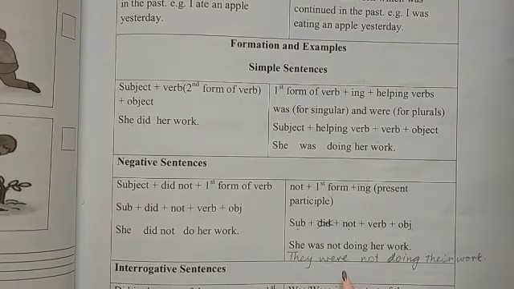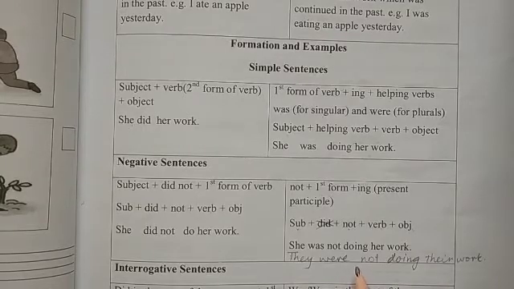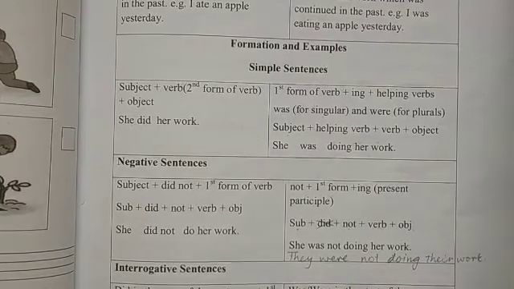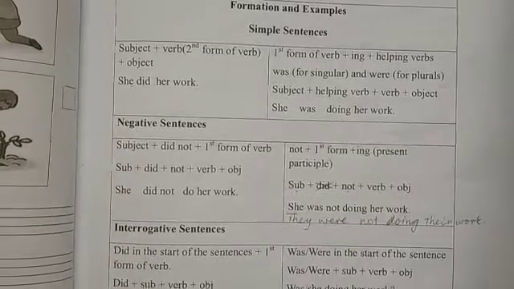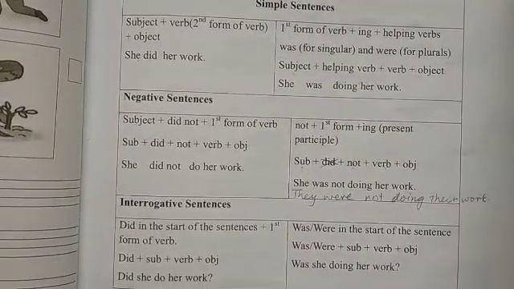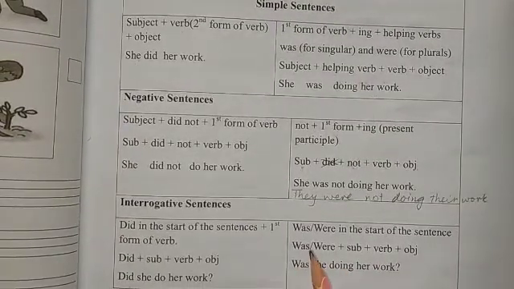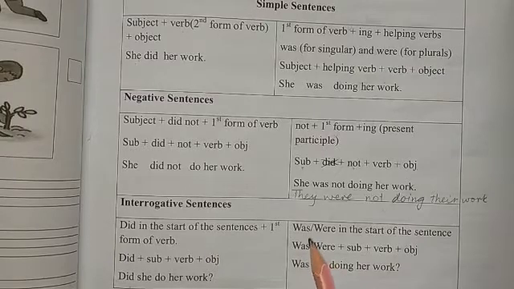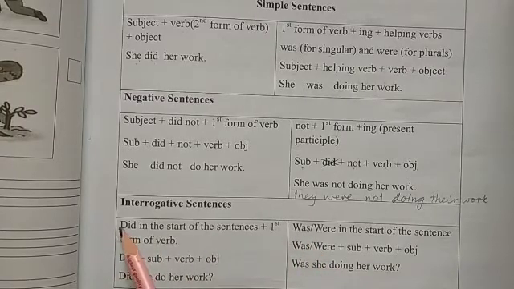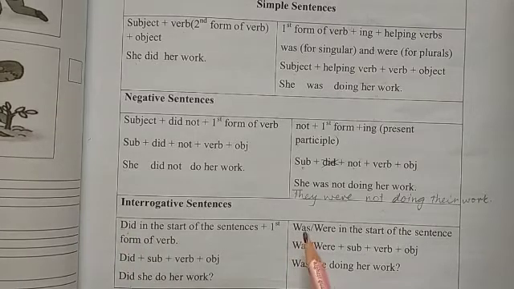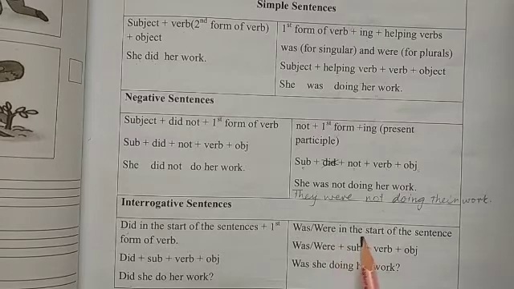We use were not or was not to make negative. Okay, so to make interrogative, you know that we write helping verb in start. In simple past tense we have did as helping verb, but in past continuous tense we have was or were as helping verb, so we'll write it in the start of the sentence.